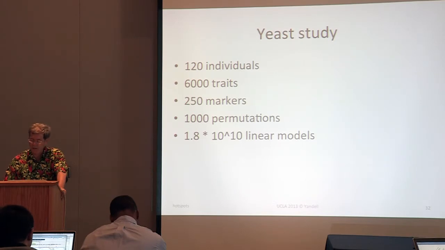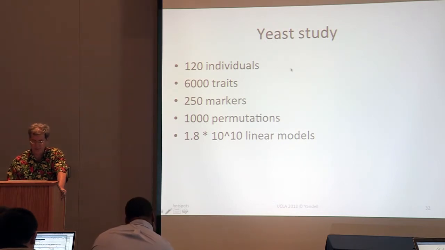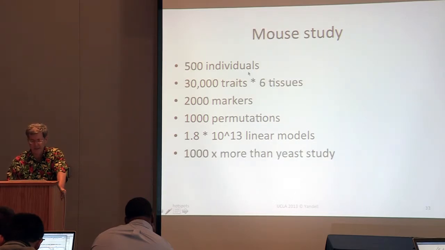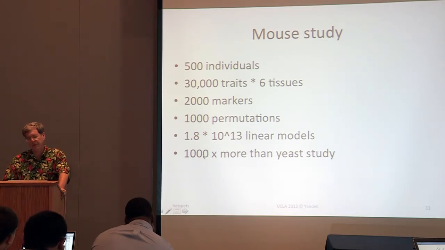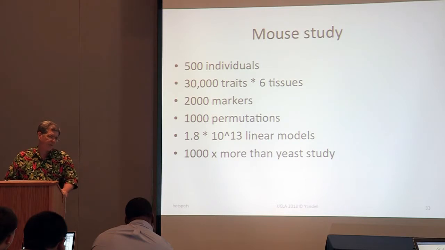Okay, so I want to see, where are we on time here? Okay, I want to just shift gears a little bit in this talk. What I just showed you had to do with a yeast study where there are about 6,000 traits and 250 markers, 1,000 permutations. And so there are basically 10 to the 10 different models that are being fit here, on these 120 individuals. In our mouse study, we had 500 individuals, 30,000 to 40,000 traits, depending on how you count them, 6 tissues, 2,000 markers, 1,000 permutations again. You're at 10 to the 13th, so it's 1,000 times bigger. So the yeast study we could do in a day or so. This would take 3 years.